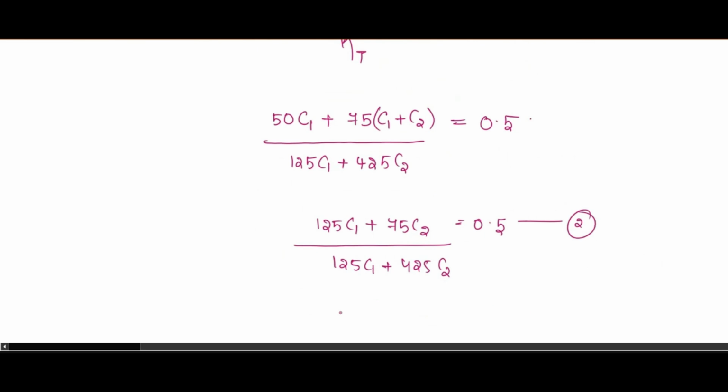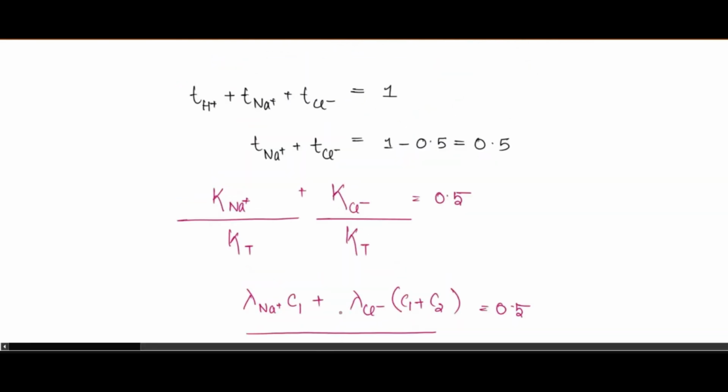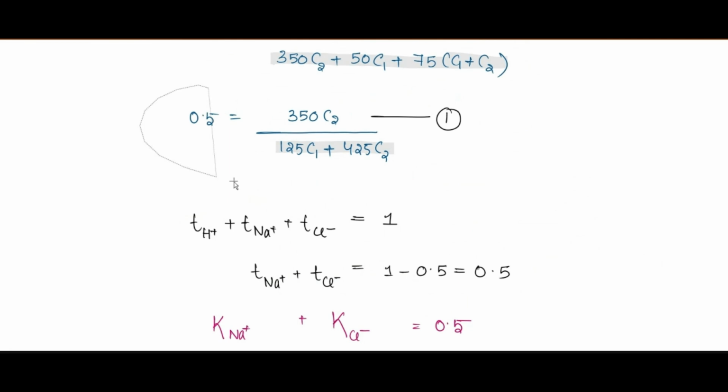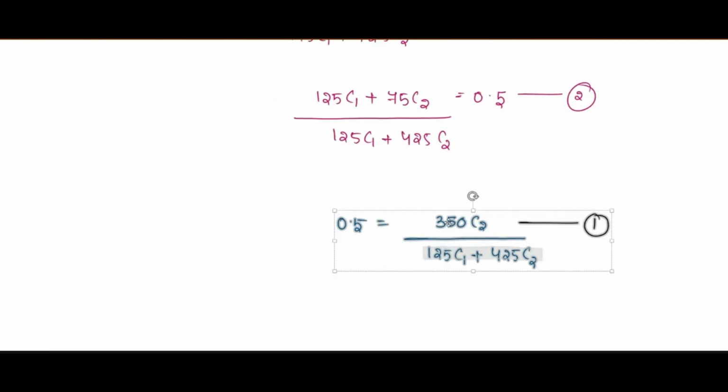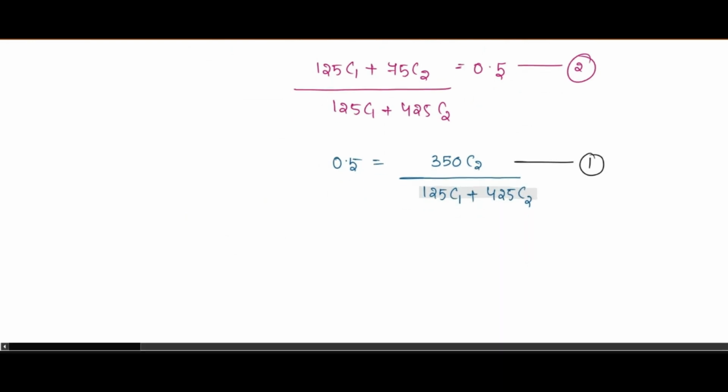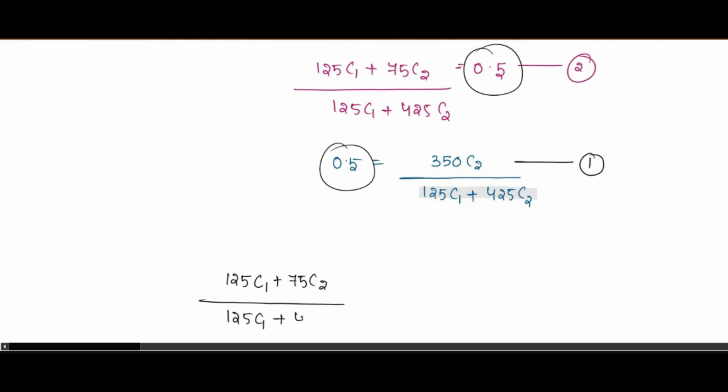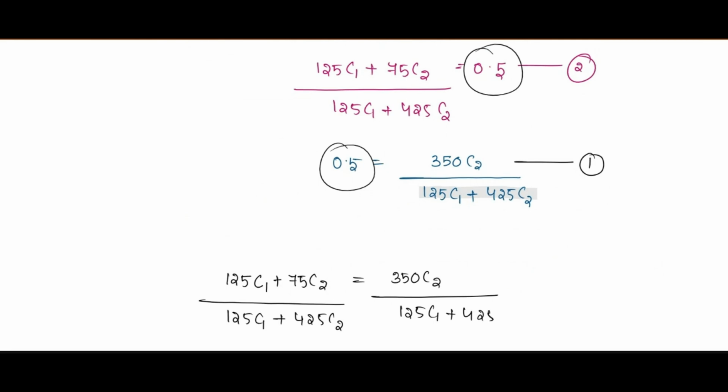Okay, this is my equation 2. What is my equation 1? This is my equation 1. So if I compare 1 and 2, എനിക്ക് കിട്ടുന്നത് 125 ഇവിടെയും 0.5, ഇവിടെയും 0.5. So I can equate. Correct? So 125 C1 plus 75 C2 divided by 125 C1 plus 425 C2 is equal to 350 C2 divided by 125 C1 plus 425 C2. Correct?